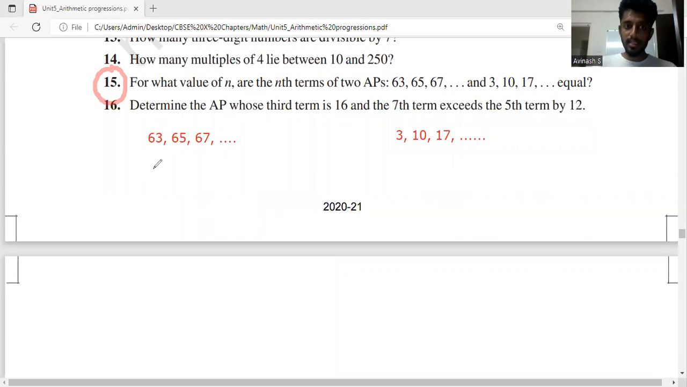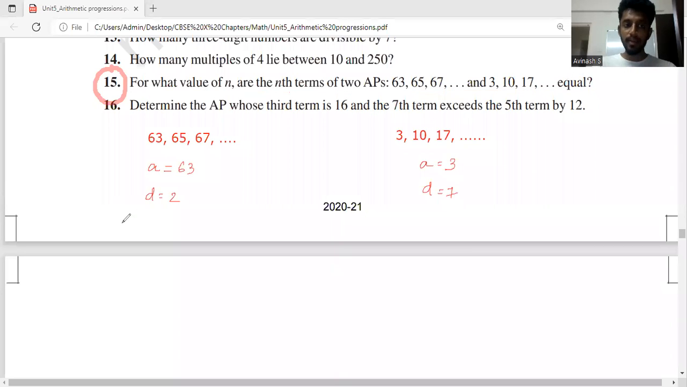They are different to the extent common difference is also different. First term is also different. In the first AP, the first term is 63. In the second AP, the first term is 3. In the first AP, the common difference is 2. In the second AP, the common difference is 7. Now, what they have given is nth terms of the two APs are equal, and we are supposed to find the value of n.